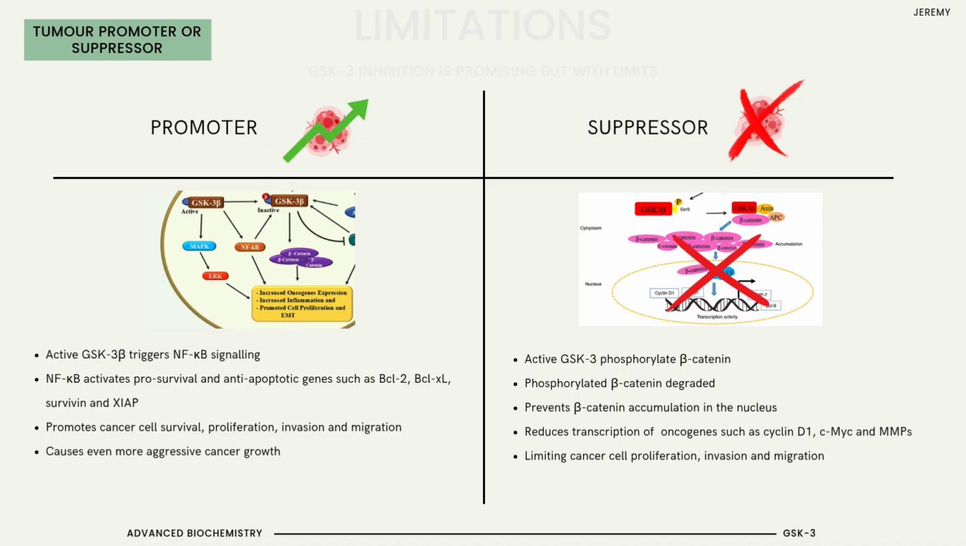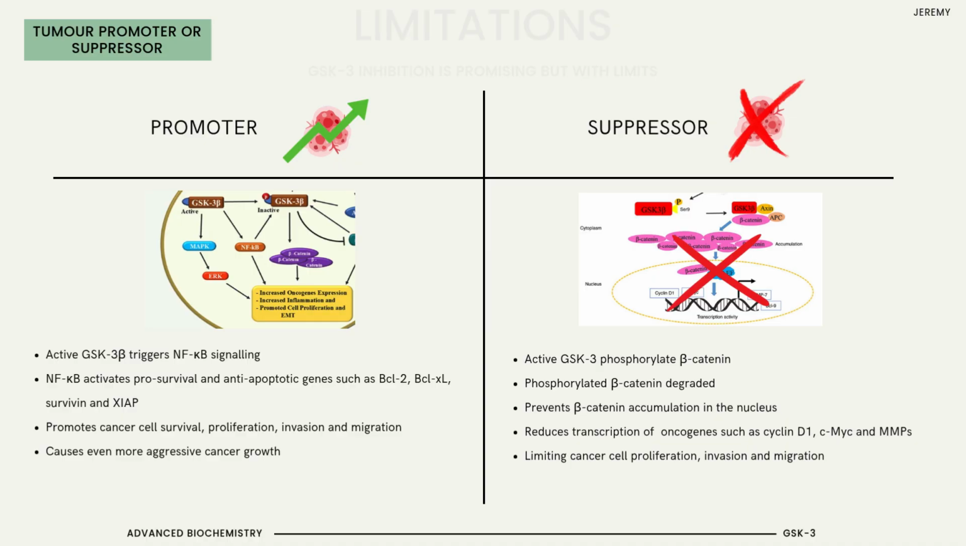Now, on to the second limitation. So GSK-3 beta actually can act as a tumor promoter or tumor suppressor. So as a tumor promoter, the active GSK-3 beta will trigger the NF-kappa beta signaling. So this pathway will activate pro-survival and anti-apoptotic genes such as BCL2 and survivin. So this actually promotes cancer cell survival because the cancer does not undergo apoptosis and is allowed to proliferate and might migrate or invade other organs. So this will cause an even more aggressive cancer growth.